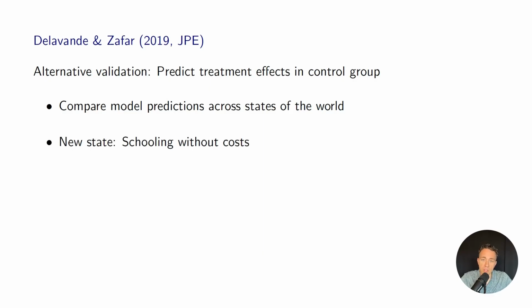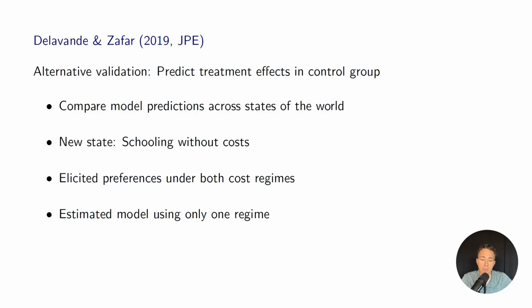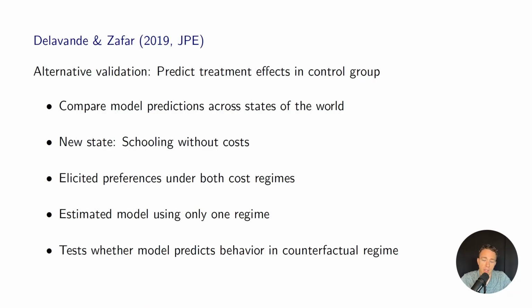And so there's a new state where there's basically free schooling, and the original state has the schooling costs that are in the world today, and they get preferences under both of these regimes, and then they estimate the model using only one regime, and then use the other regime as a validation. And because their model performs well in this validation regime, it's a good model, it's credible. That's one of the main reasons it's published in one of the top journals, the Journal of Political Economy.